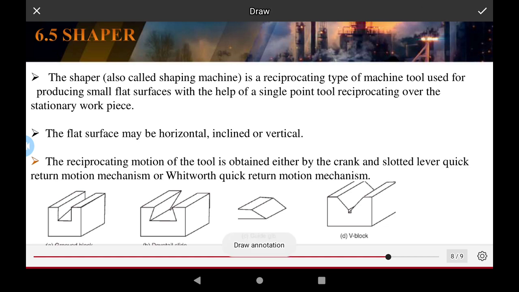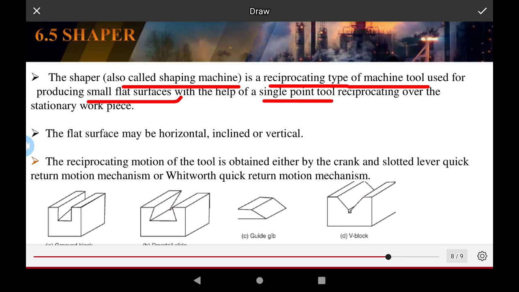Shaper. The shaper, also called the shaping machine, is a reciprocating type of machine tool used for producing small flat surfaces with the help of a single point tool reciprocating over a stationary workpiece. The flat surface may be horizontal, inclined or vertical.